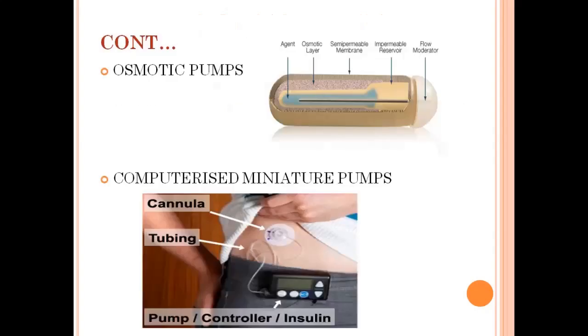The next method is osmotic pumps. Osmotic pumps are small tablet-shaped units containing the drug and an osmotic substance in two different chambers. The tablet is coated with a semi-permeable membrane in which a minute laser drilled hole is made. When the tablet is swallowed and reaches the gut, water enters into the tablet through the semi-permeable membrane. The osmotic layer swells and pushes the drug slowly out of the laser drilled orifice. This allows slow and constant delivery of the drug over a long period of time.